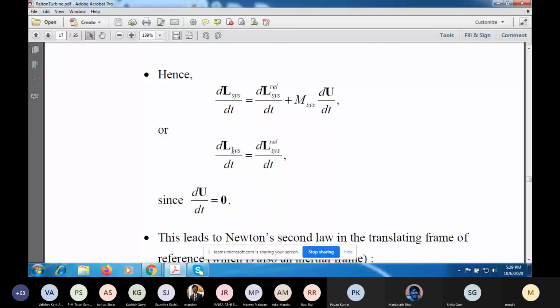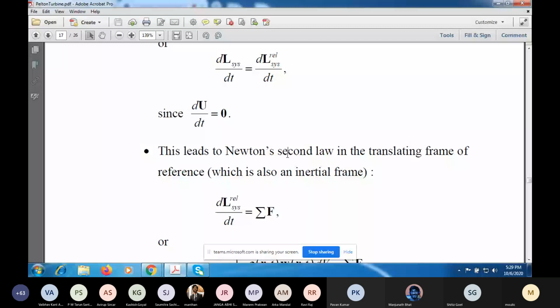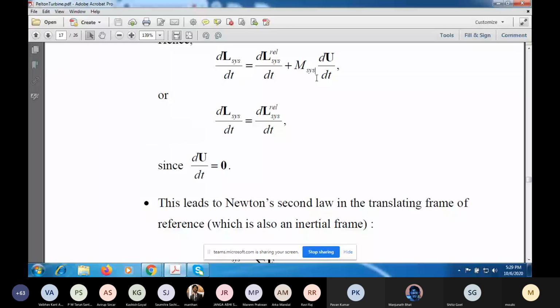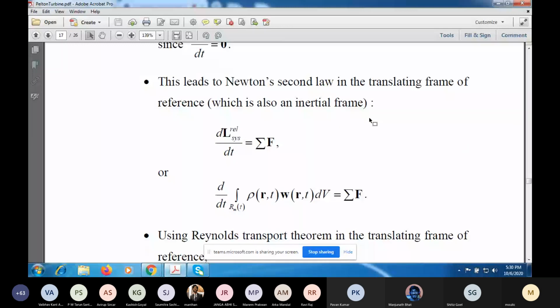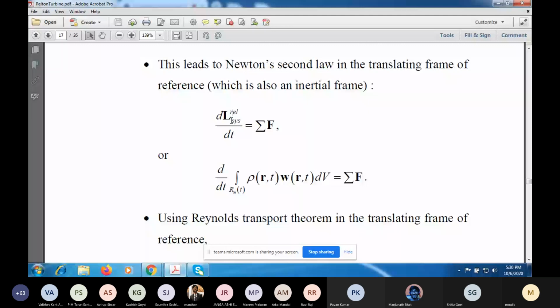So this leads to Newton's law in the translating frame. Now this is not surprising, is it? Because this frame is also an inertial frame. If it's not an inertial frame, then you will have this additional term M system times dU/dt on the left. So in your secondary school, you might have solved problems where there is an acceleration. But in this case, we are not looking at the acceleration. Okay. Now L system relative then will be this integral over rho times W, the relative velocity, dV.